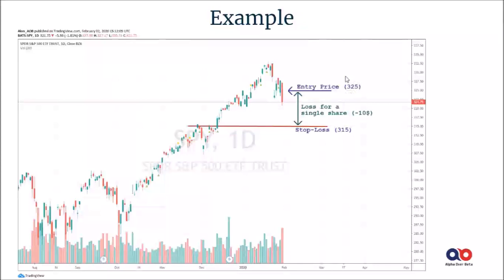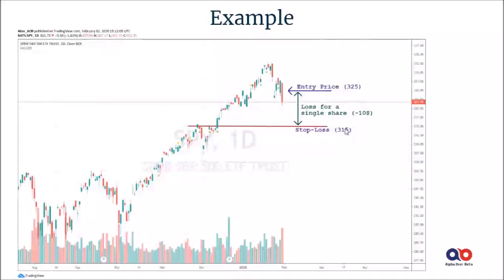Now, if I'm in a position, I would have to establish where the stop loss is because I want to limit the loss. This is the basis, the foundation of this calculation. I want to limit the loss. So how do I limit the loss? Say I would like to exit, close the entire position at 315.